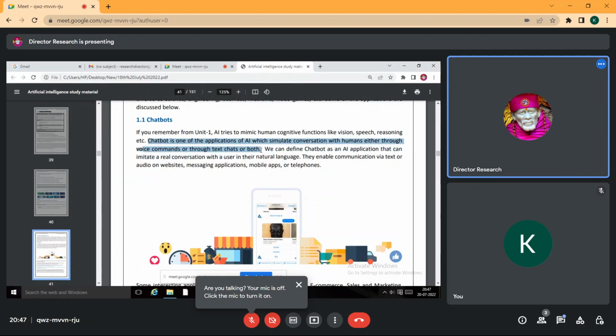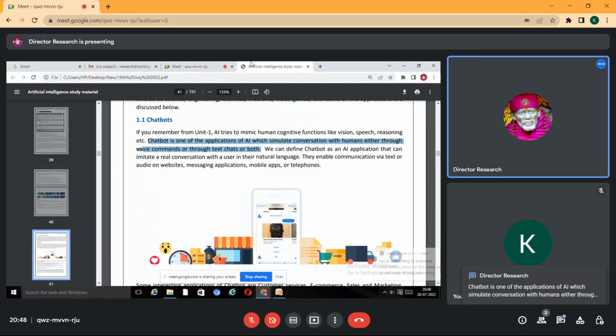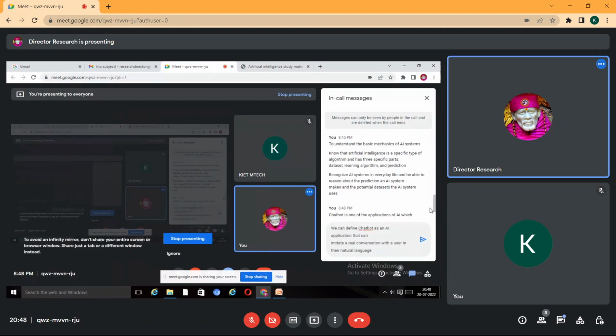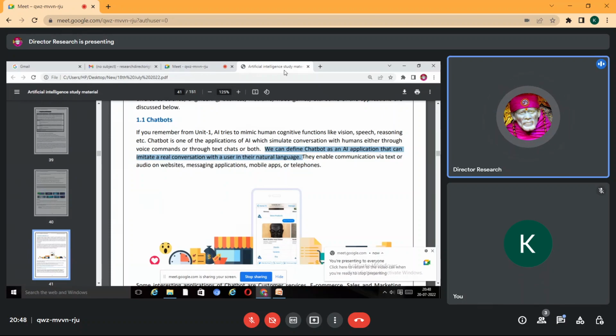Either through voice commands or through text chats or both. This is very important. We can define a chatbot as an AI application that can imitate a real conversation with a user in their natural language. They enable communication via text or audio on websites, messaging applications, mobile apps, or telephones.